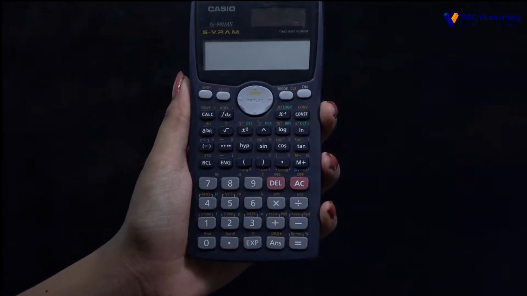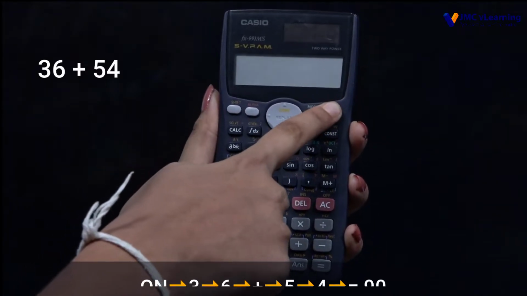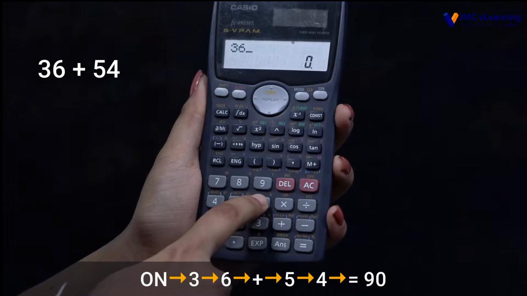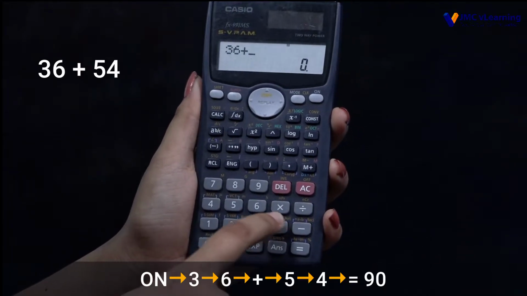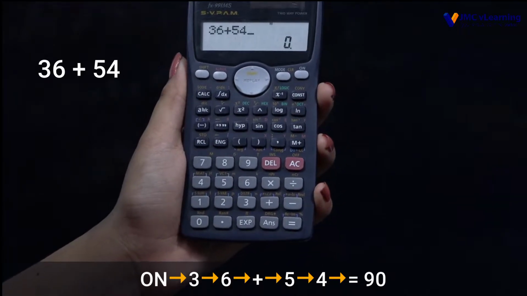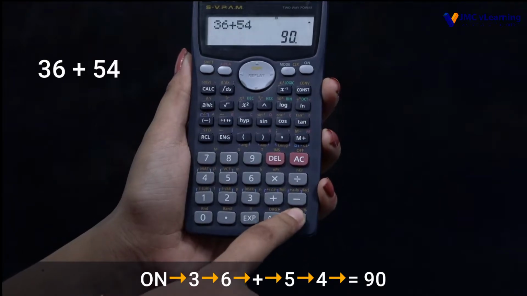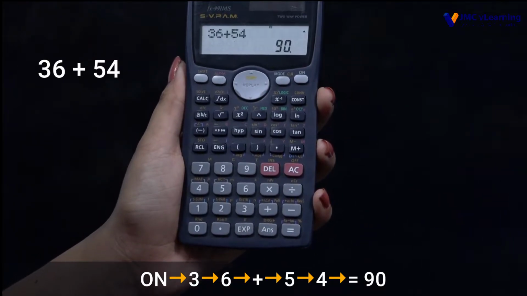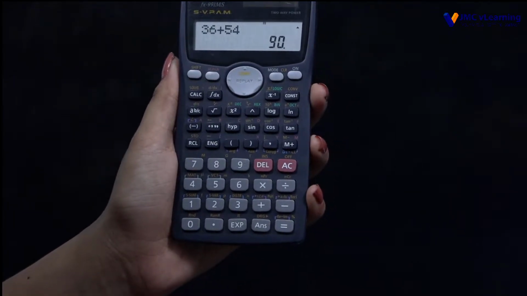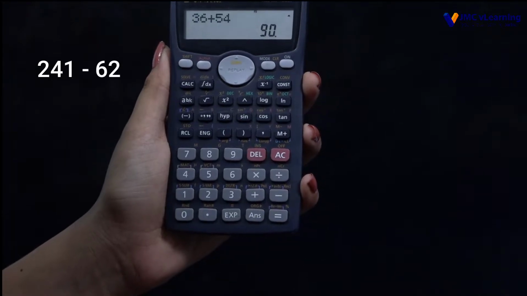First question is 36 plus 54. First you have to press the on button, then press 3, 6, 36, plus 5, 4, 54. To get the answer, you have to press the result key, equal. Then you can see the answer, it is 90. Then let's move to the second question, 241 subtract 62.